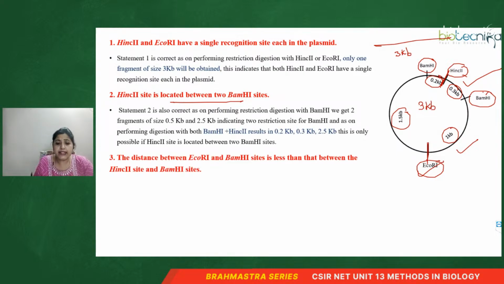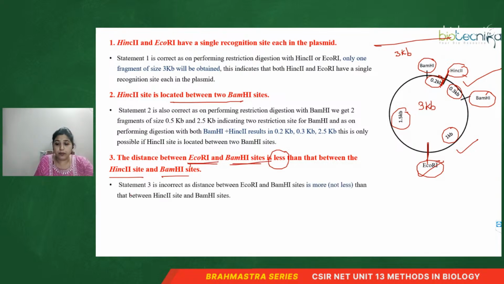Then statement 3 is that the distance between EcoRI and BamHI site is less than that between HincII and BamHI. Now this is incorrect, because you can see the distance between HincII and BamHI is less, right? But the EcoRI and BamHI distance is more, not less. So this is a very important point, okay?